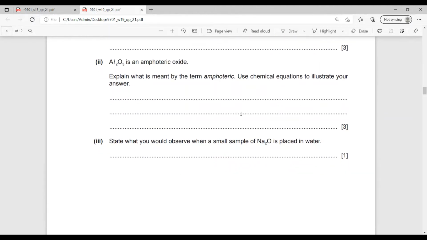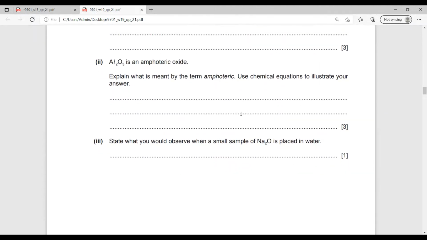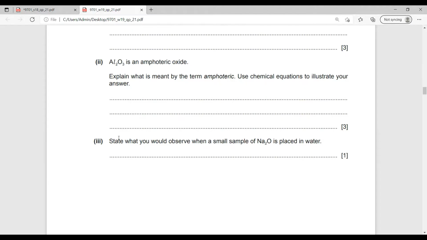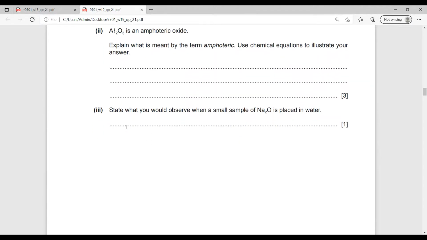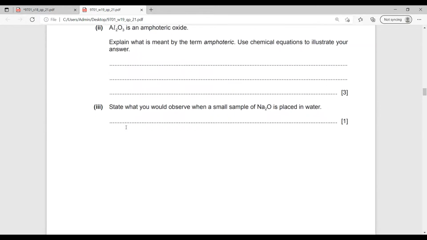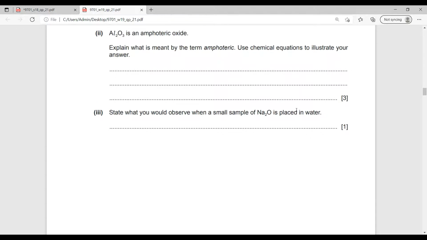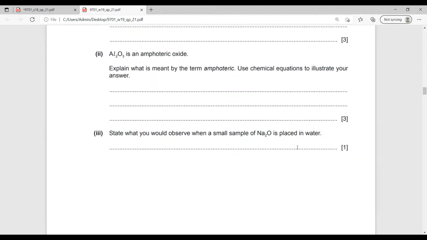Amphoteric oxide. Amphoteric means it can behave as both an acid and a base, and then use chemical equations to illustrate your answer. So one equation of it acting as an acid, which is with NaOH, a common one, and one equation acting as a base, so with HCl, easiest. And state what you would observe when a small sample of Na2O is placed in water. Well, you have to write the equation out, and whatever you see is whatever you write.